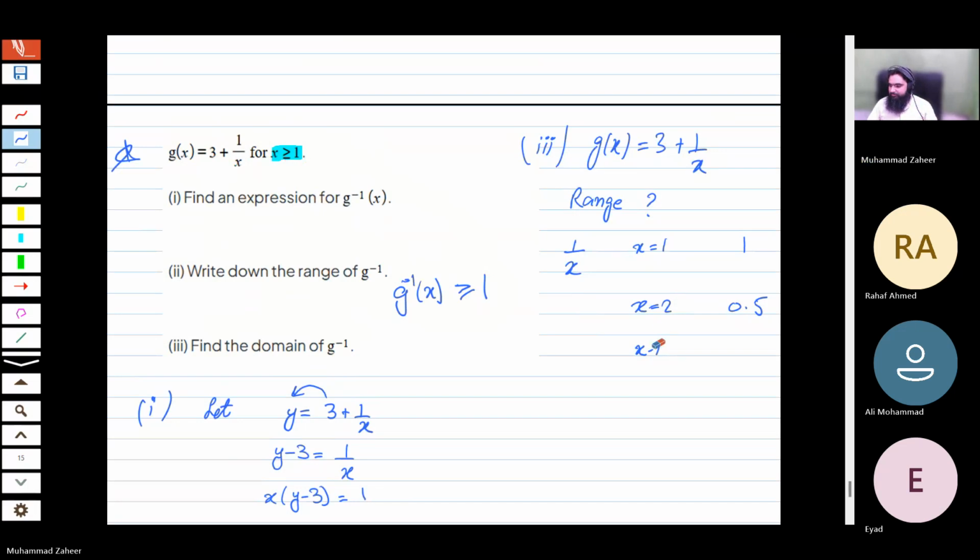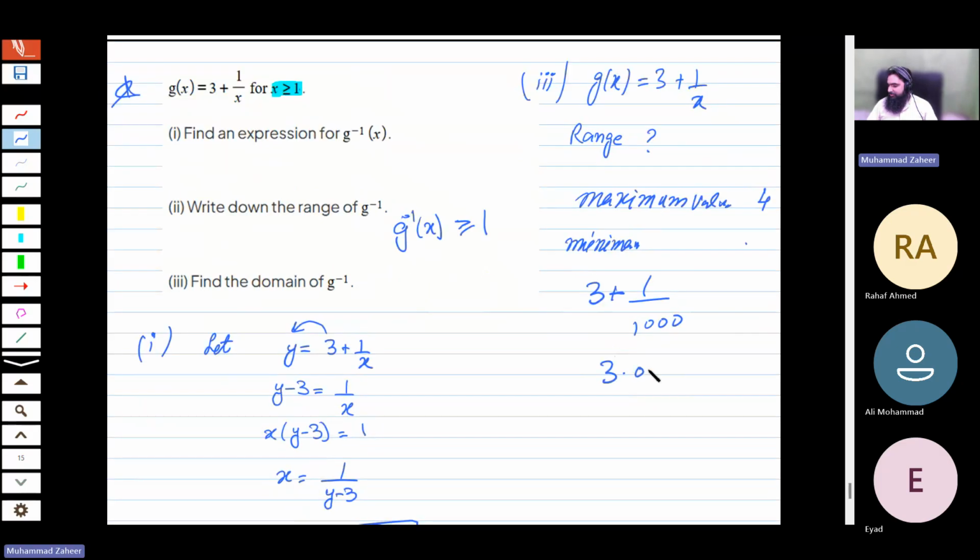It's clear? So yes, tell me, what is the maximum value you will get in this function? 4. So the range is less than or equal to 4. The maximum value you can get will be 4. And the minimum value that you can get is 3. Not exactly 3, because he says x is greater than or equal to 1. We don't have to take negative values. So for the largest value you can substitute, let's say you take 1000, it will become 3.001, like this.